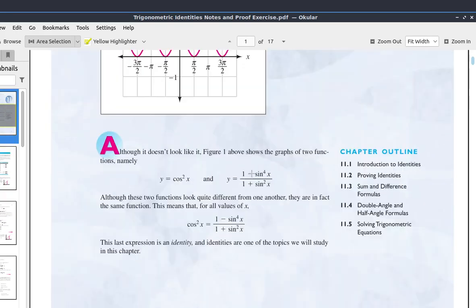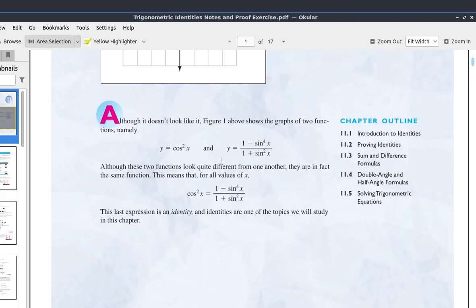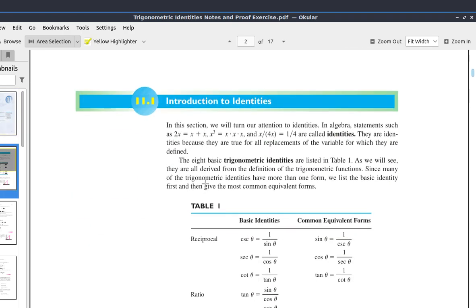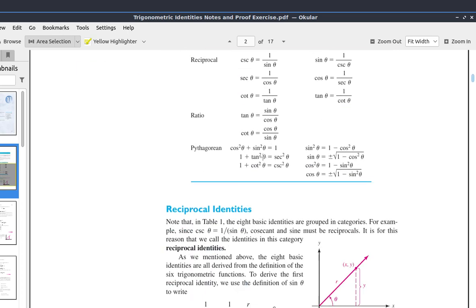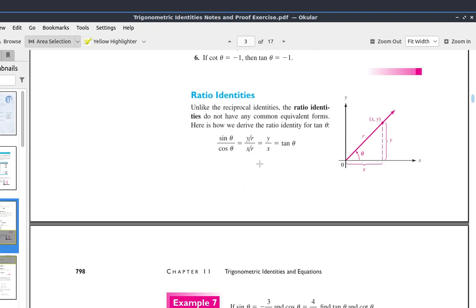Alright, here it talks about trigonometric identities and equations. As soon as I get back online, I'll try to find out where exactly I downloaded this document and share the link with you.